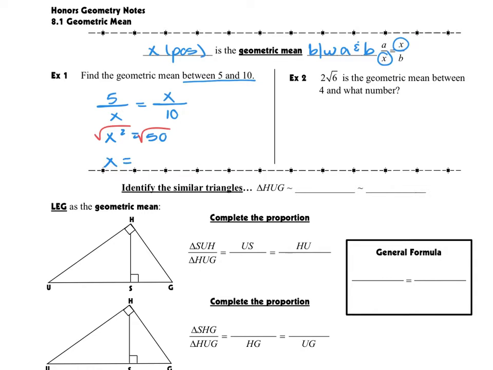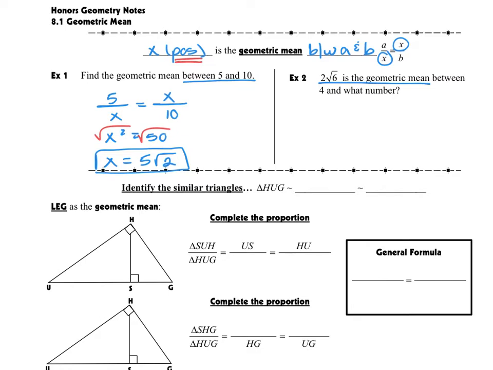Now, up until now, I've been making a big deal about remembering that plus or minus. However, the geometric mean will always be a positive value, so we do not need to worry about the plus or minus. So our square root of 50 is just going to simplify to a 5 square root of 2. Now, I am skipping over how I simplified that radical because at this point, I'm confident that you know how to simplify radicals.